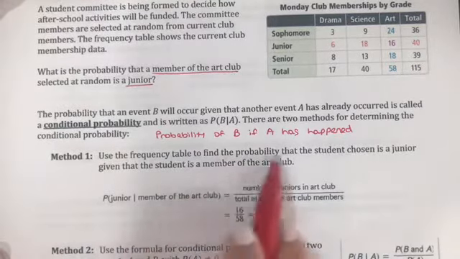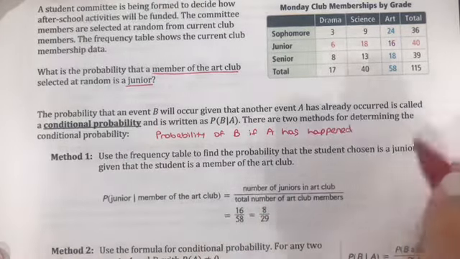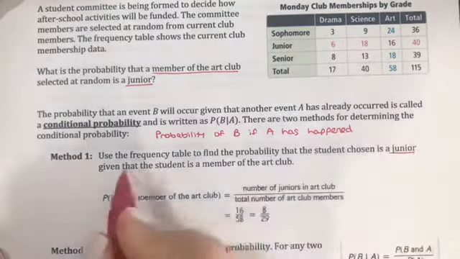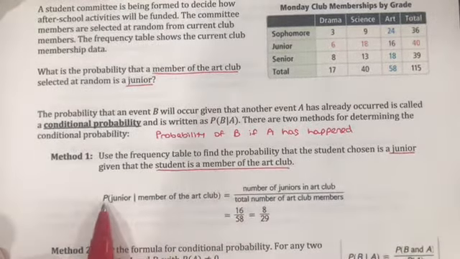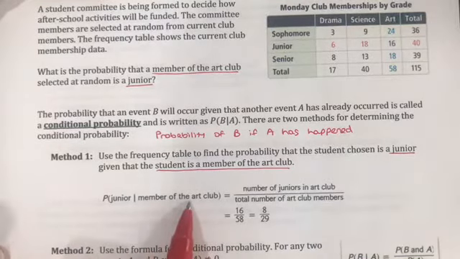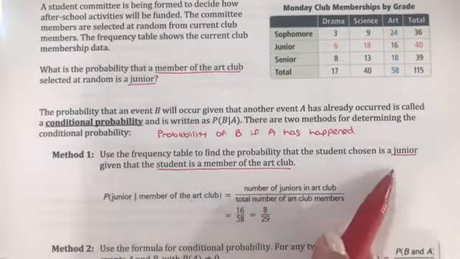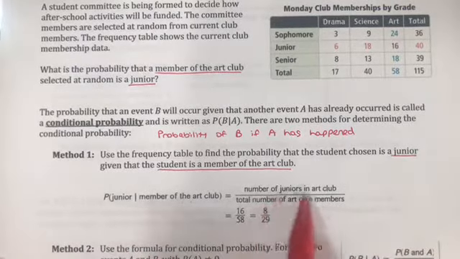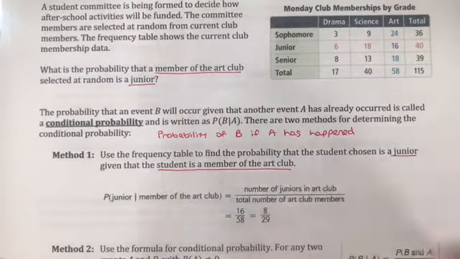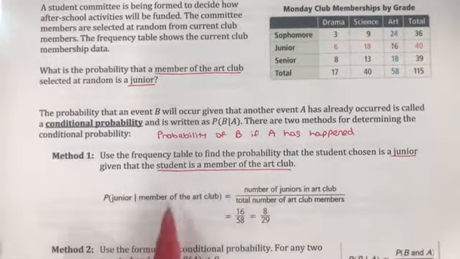So it says use the frequency table to find the probability that the student selected is a junior given that the student is a member of the art club, okay, which is why we put it in this order, because that's what we're looking for: given that they're in the art club, what's the probability they're a junior? So what we want to look for is the total number of juniors in the art club, and there are two different ways that we can go about this. So this is the first method.